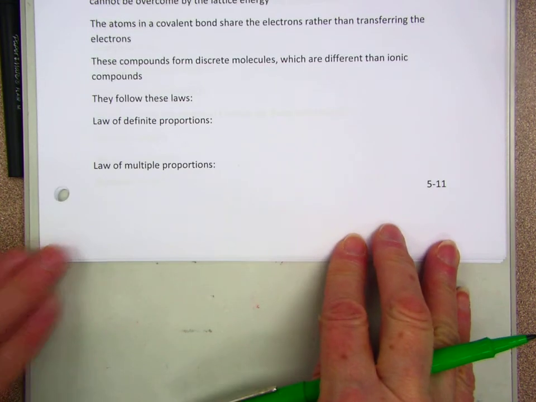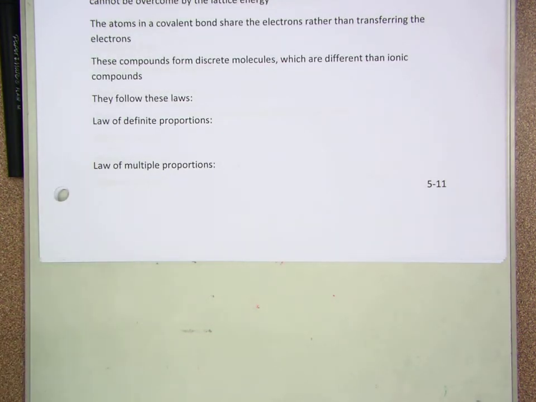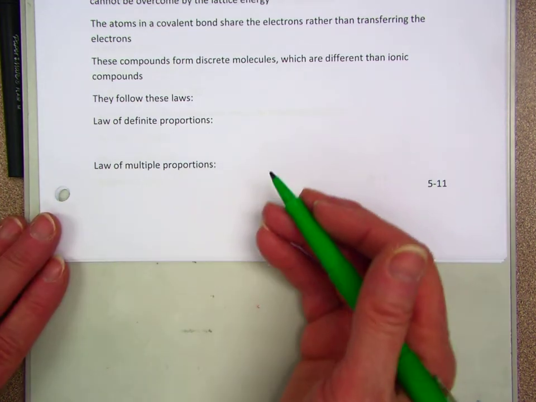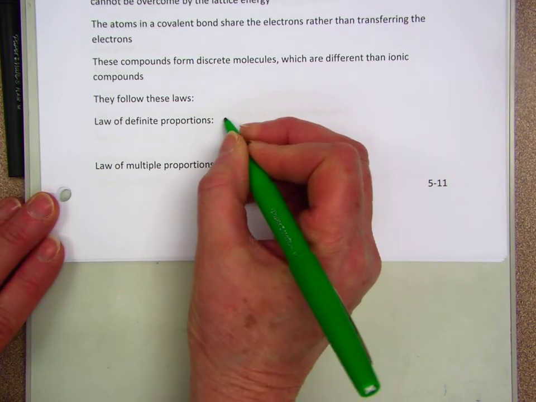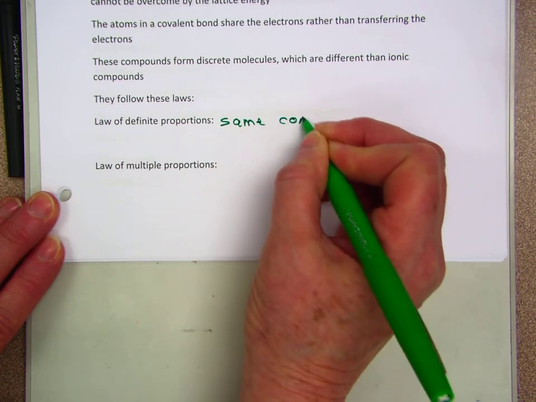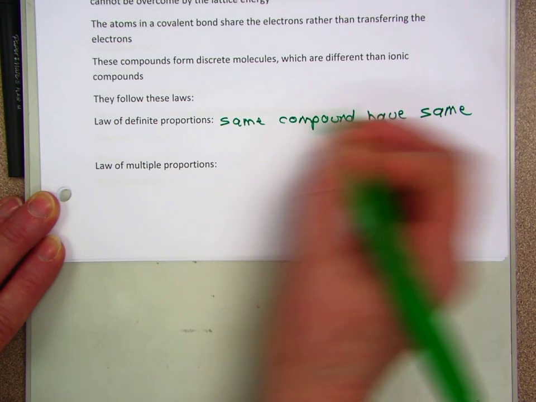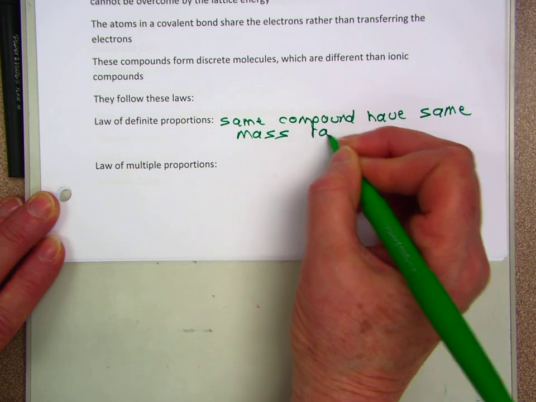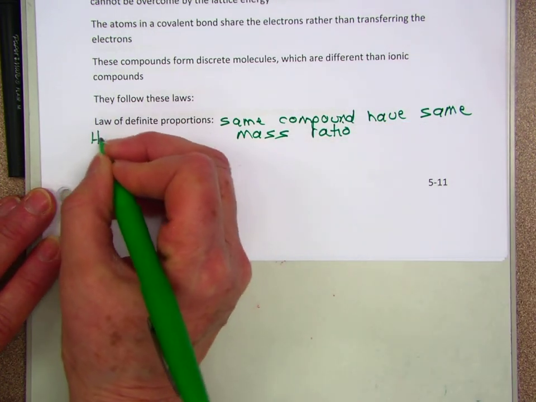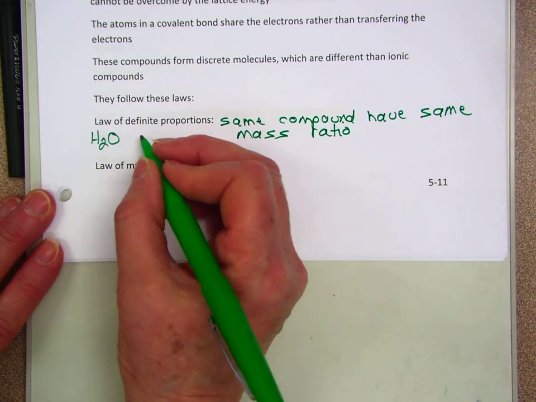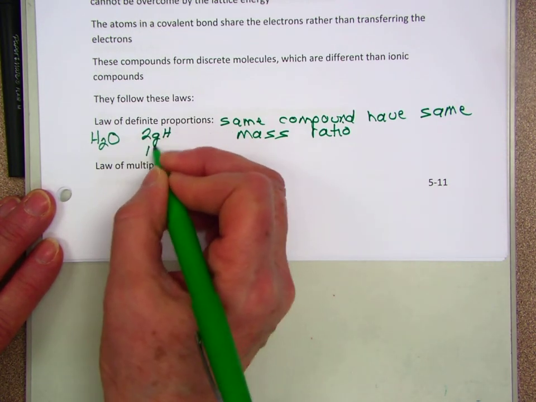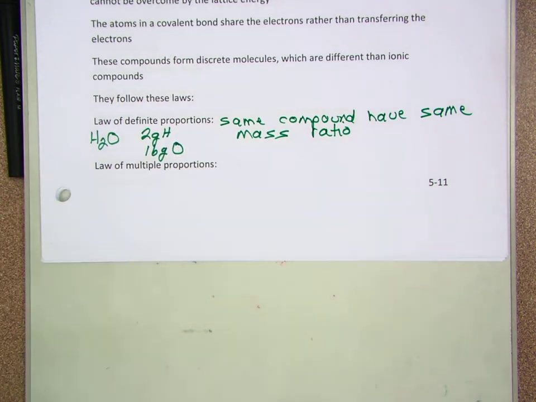So as we think about this, we want to talk about why they're different. First of all, the molecules form and they follow the law of definite proportions and the law of multiple proportions. The law of definite proportions says this: if you have the same compound, then you have the same mass ratio. So what does this mean? It's easier to see in an example. If we have water, H2O, we're going to have 2 grams of hydrogen and 16 grams of oxygen. It'll always be in that ratio, and if it's not in that ratio, then we don't have water, we have something else.